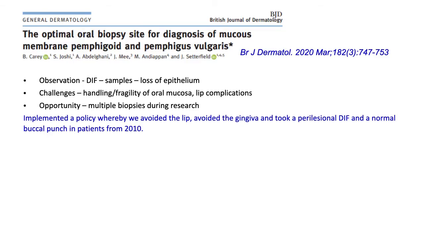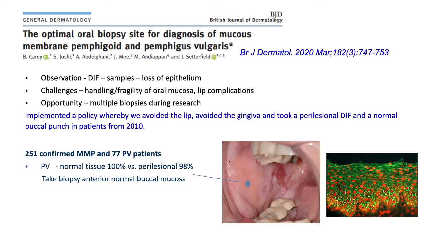So where to biopsy to guarantee that in one hit you get the diagnosis? Well, in this paper that we published last year, we tell you exactly where to biopsy. We looked at 250 MMP and 77 PV patients retrospectively, and we found that when the biopsy was taken from the most normal part of the mouth and easiest to access, anterior buccal mucosa, you have 100% positivity for pemphigus.